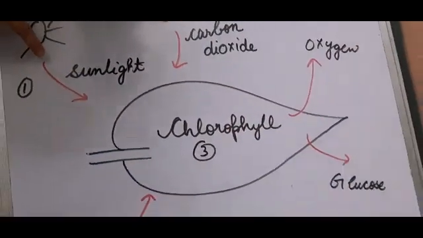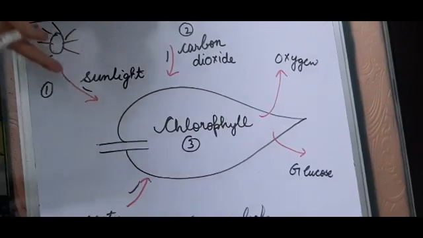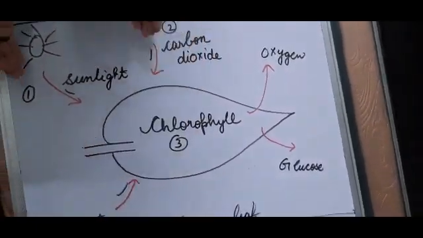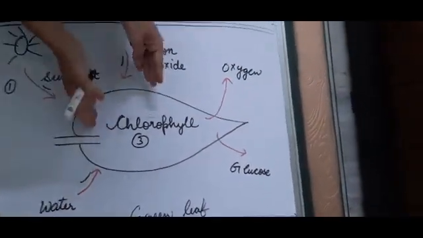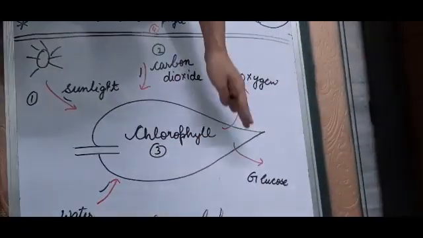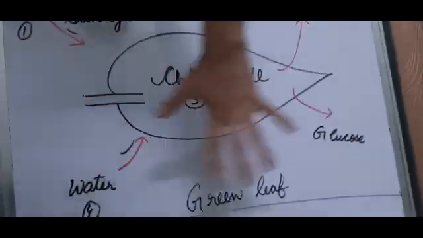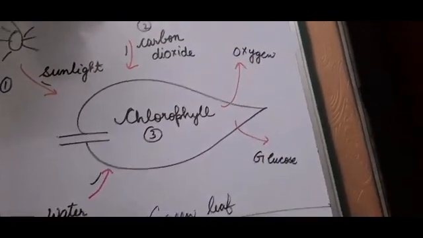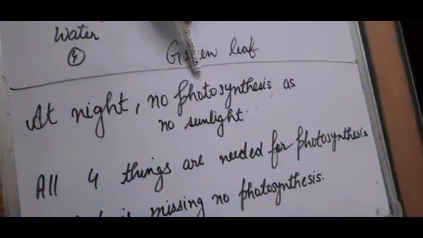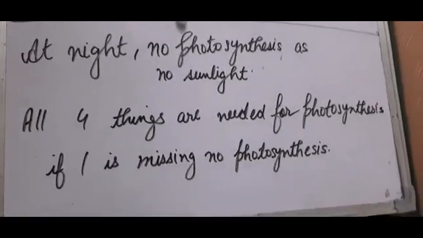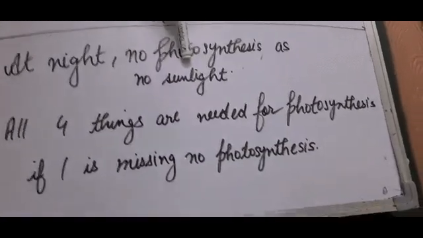See the arrows. These arrows are inward. These arrows, this one, and this one, I have made it into the inward direction. Inward direction is they are going into the leaf. Sunlight is going in, water is going in, carbon dioxide is going in. However, oxygen is coming out and glucose is also coming out. Coming out means they are made by the leaf. So this is the diagram for photosynthesis. Now remember, one important thing is that at night no photosynthesis occurs. Why at night no photosynthesis occurs? Because at night there is no sunlight. If there will be no sunlight, the leaf cannot make the food.